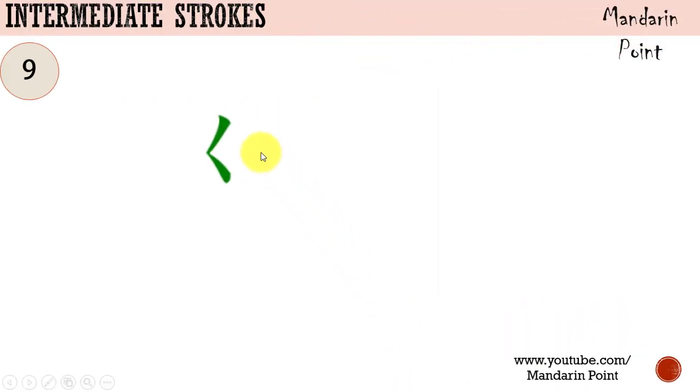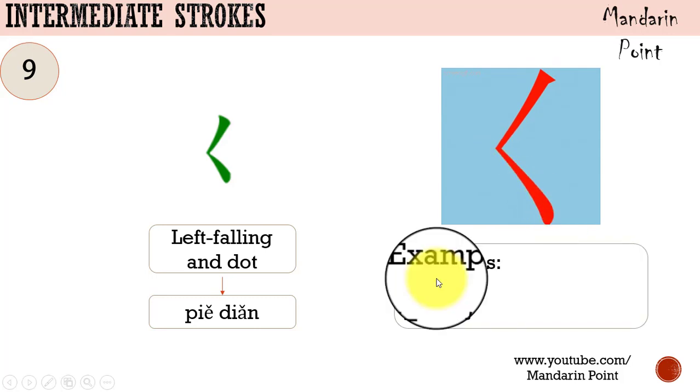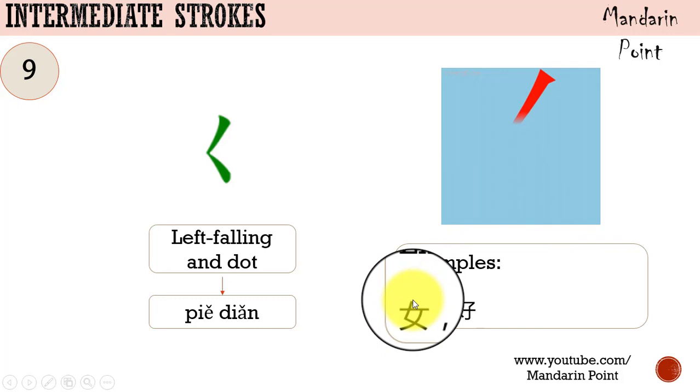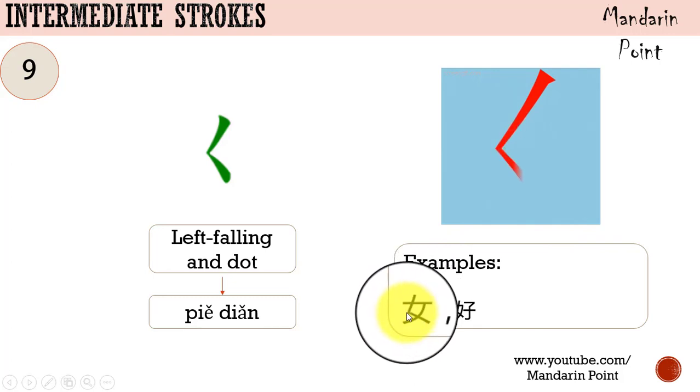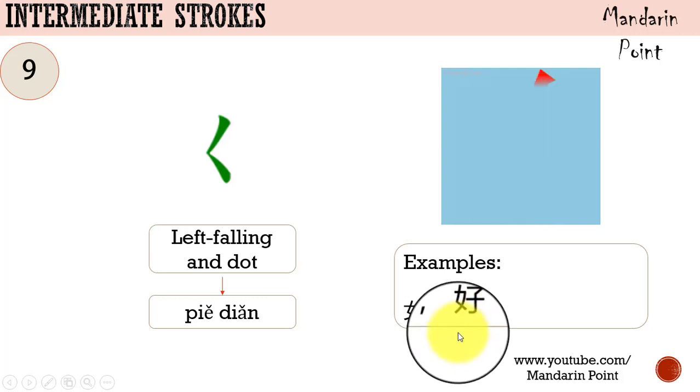Let's move towards next. Very simple, left falling, and this one is representing dot, so it is pie, it is tien, so it is pie tien. Okay, writing it is also very simple. You can see we are going to write first pie and then tien. Examples are very evident, and you can see that this one is pie tien.